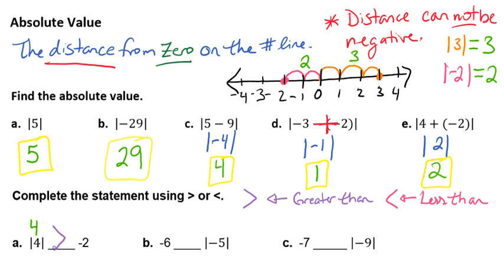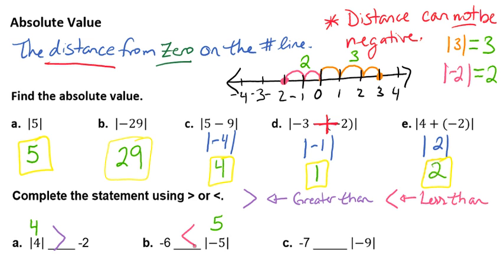Here, we're comparing -6 and the absolute value of -5. And the absolute value of -5 is 5 because it is 5 spaces away from 0 on the number line. So we want to know which number is bigger. That's right, 5 is bigger because -6 is smaller. So we want the symbol that's going to have the opening, the widest space, pointing at our bigger number, or the 5. So we're going to use our less than sign here to say that -6 is less than 5.